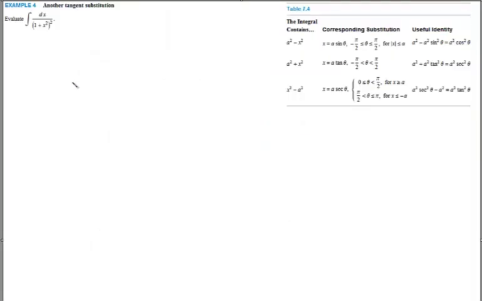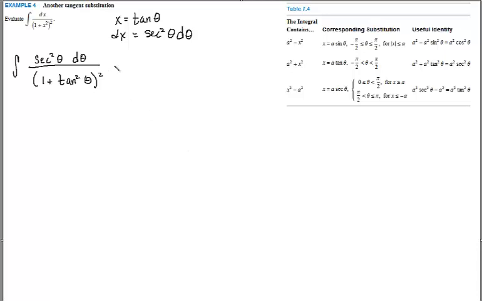Well, this one looks kind of sweet. It looks like this tangent one here. So let's go ahead and do x equals, my a in this case is 1, tangent theta, get my dx, and that would be secant squared theta d theta. I'm going to do my substitution and look at it for a second. Okay, not too bad because this is rigged to be secant squared, and then I'm going to square it.